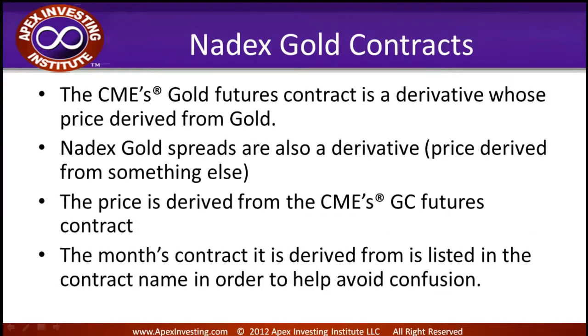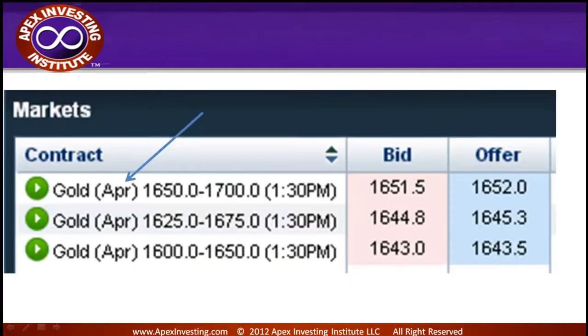The CME Gold Futures contract is a derivative whose price is derived from gold. Nadex gold spreads are also a derivative, a price derived from something else. The price is derived from the CME GC Futures contract. The month's contract is derived from is listed in the contract's name in order to help avoid confusion, so that way you're following the right symbol. Inside the Nadex platform, you'll actually see the month next to the futures contract that you're trading, so you know to make sure to look at the right underlying futures contract chart, because you don't want to be looking at February or June whenever Nadex is following the April contract, because the price can and often does vary.